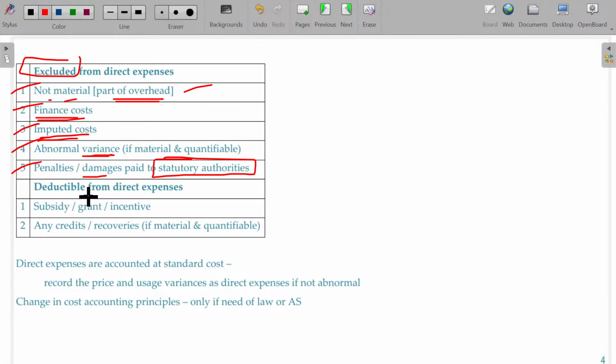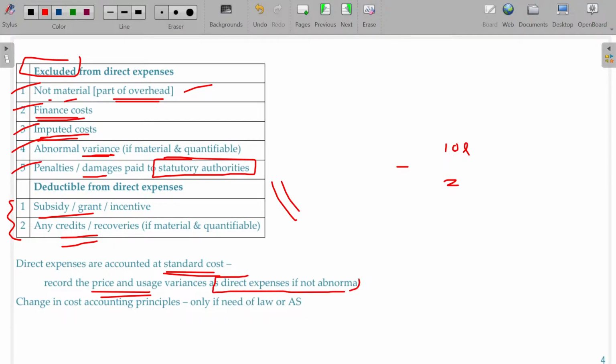And sometimes these items can be deductible. You spend direct expenses of 10 lakh rupees. From there, if you get any subsidy or any amount recovered, any credits will be subtracted. So the balance will be your direct expenses cost. Direct expenses are accounted at standard cost only. Record the price and usage variances as direct expenses if not abnormal. Like material variances, we can calculate the variances for the direct expenses also. The same way we can calculate.